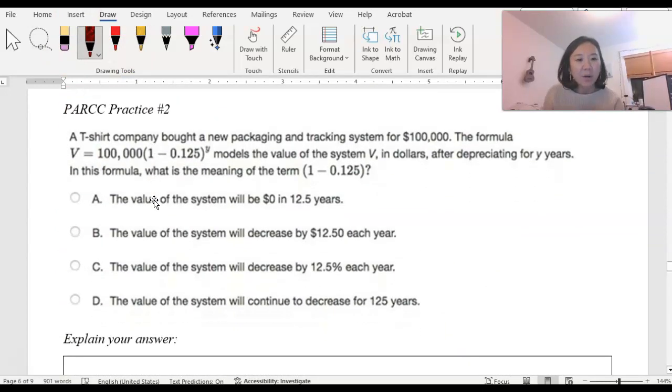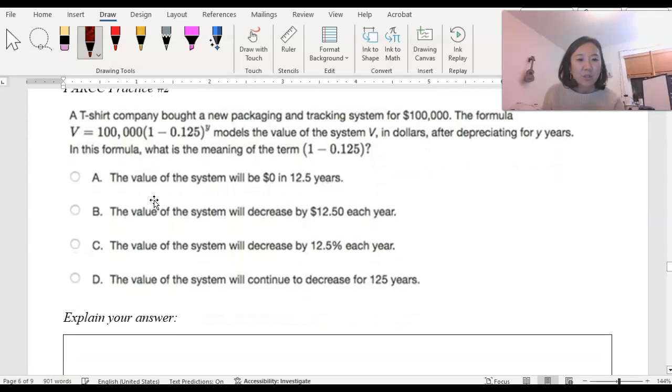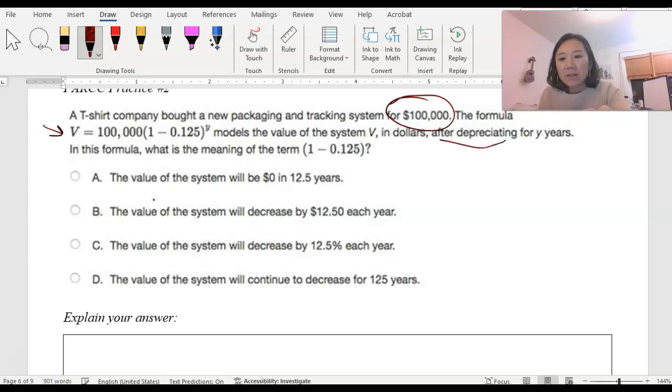Let's take a look at practice number 2. A t-shirt company bought a new packaging and tracking system for $100,000. Starting amount. This is the formula and it shows the value of the system in dollars after depreciating, going down, for Y years. So we know this is a decay model. In this formula, what is the meaning of 1 minus 0.125?